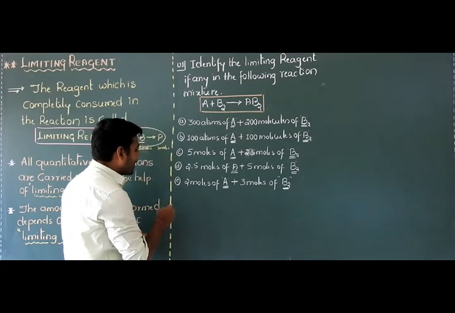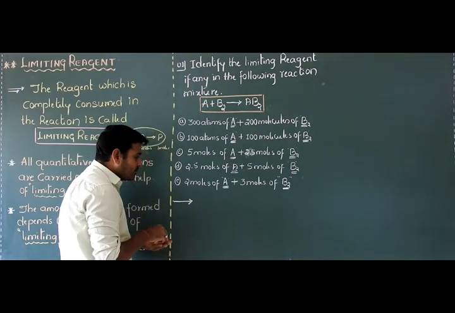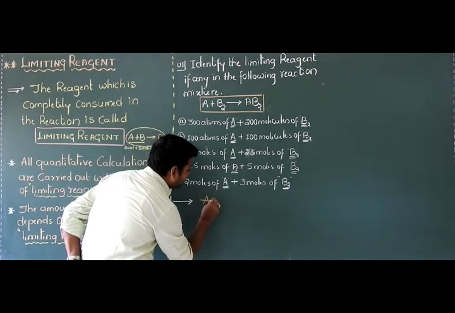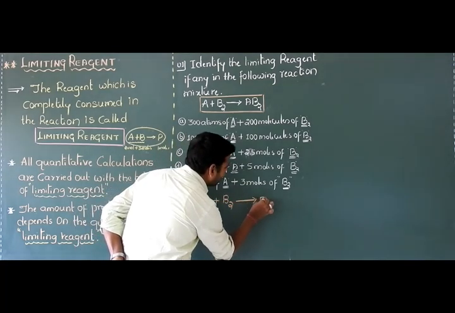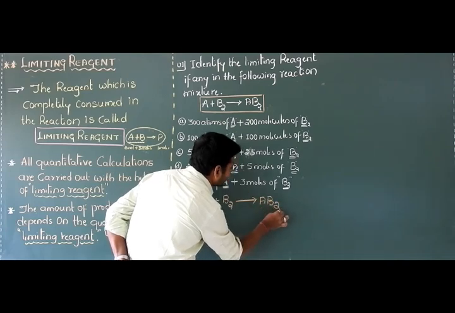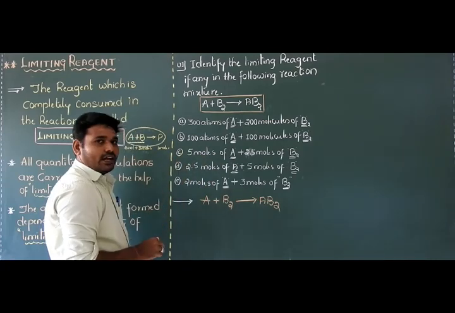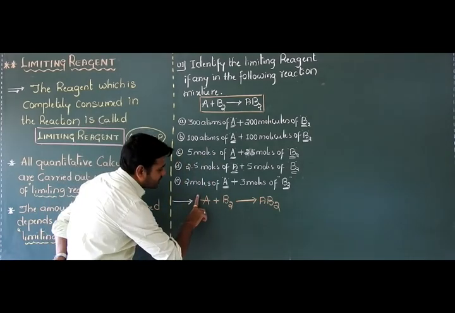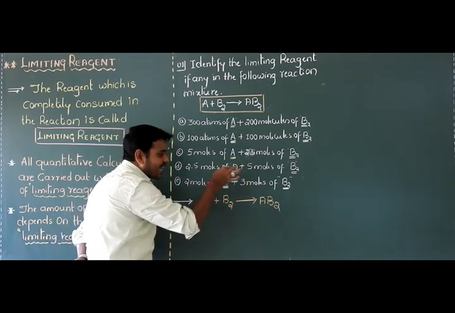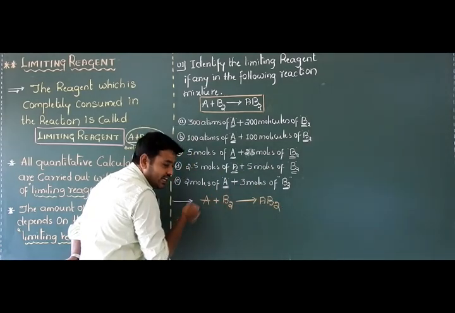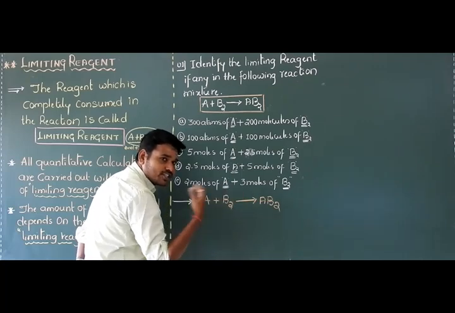Let us start the solution for this first problem. What is the reaction mixture, students? The reactant A, when it combines with B2, forms AB2. This is our reaction mixture. According to this balanced chemical equation, let us express the reactants and products in terms of number of moles. Please recall this stoichiometric calculation.